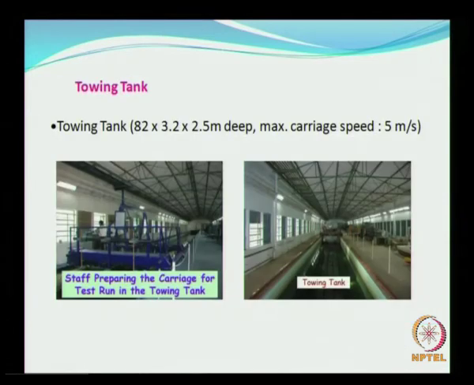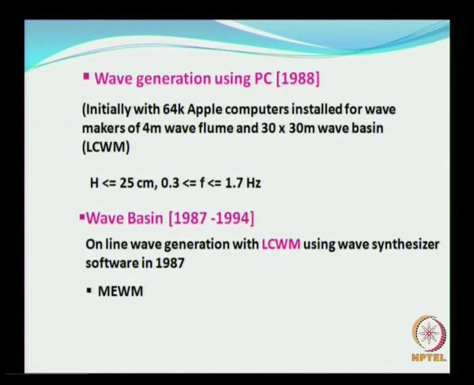In addition to the wave flumes, we also have what is called a towing tank, as I have mentioned earlier. The dimensions are given here, basically to measure the resistance of ship motion, ship models, and other related tests, mostly related to naval architecture engineering. Some of this information is not needed, but the significant wave progress was in the mid 90s, where we have the wave basin.